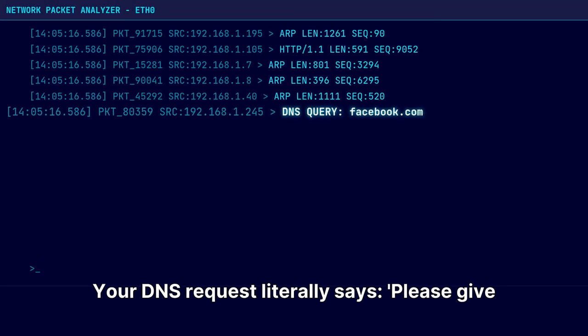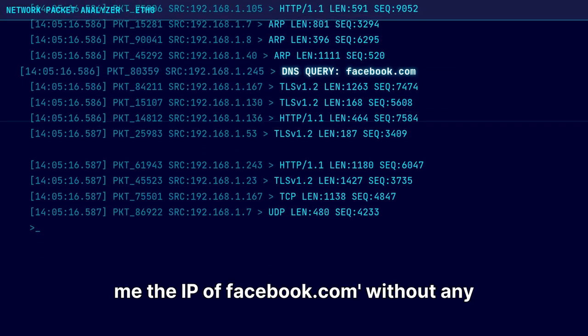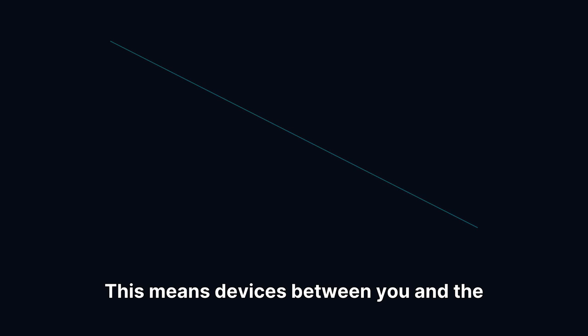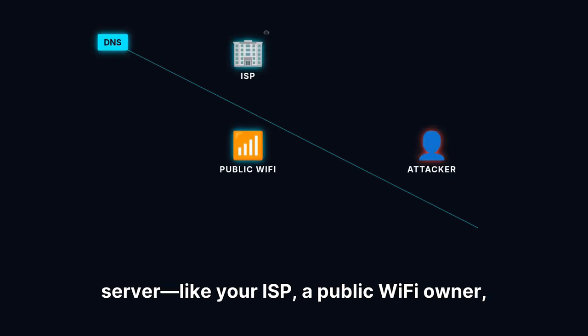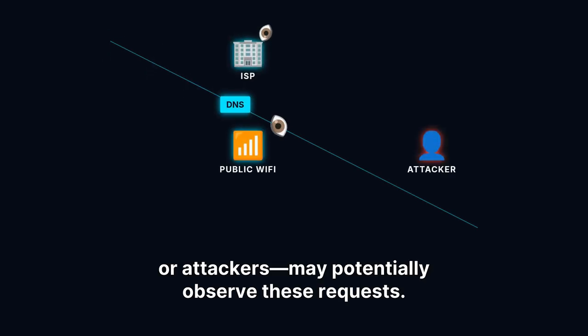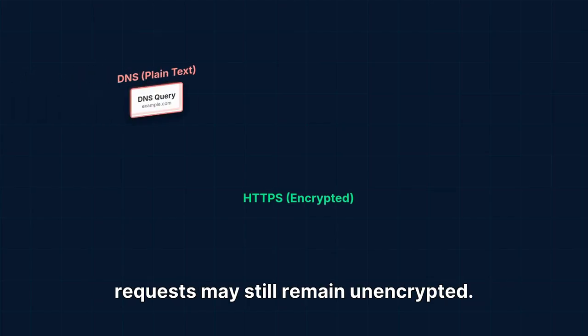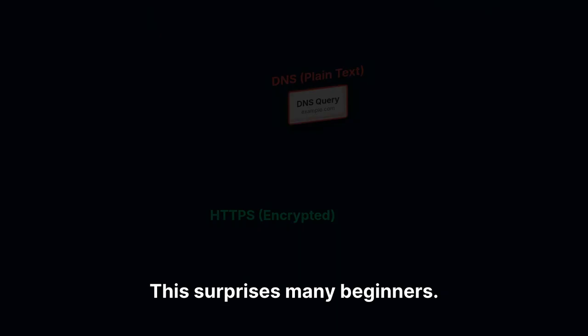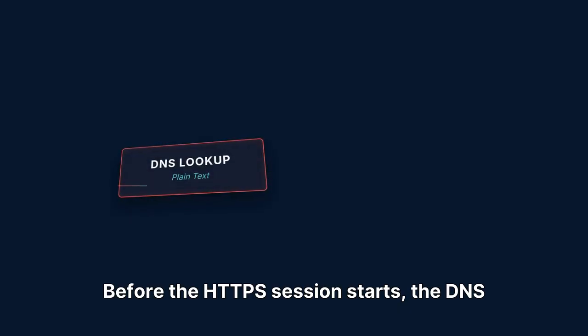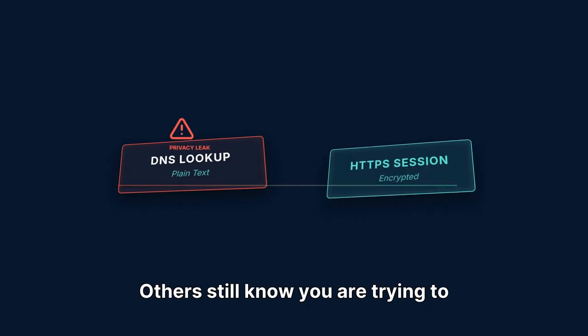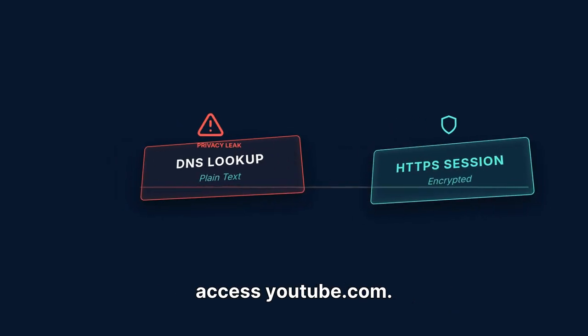Your DNS request literally says, "Please give me the IP of facebook.com" without any encryption. This means devices between you and the server, like your ISP, a public Wi-Fi owner, or attackers, may potentially observe these requests. Even if websites use HTTPS, traditional DNS requests may still remain unencrypted. This surprises many beginners. Before the HTTPS session starts, the DNS lookup already happened in plain text.